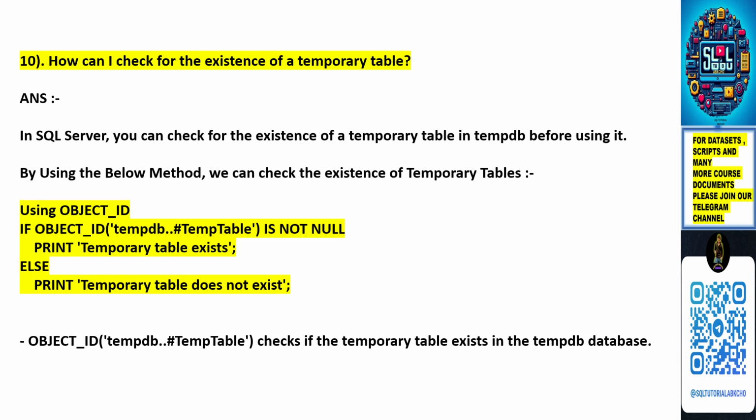Okay, so OBJECT_ID of tempdb hash temp table checks whether the temporary table exists in the tempdb database or not. Other than that, the session and connection difference, or what sessions and connections are, we will cover in a later video, because this video became a bit larger. Now let's move on and end this particular set.